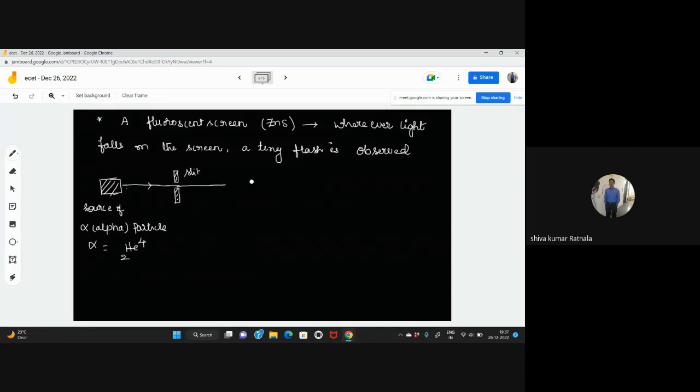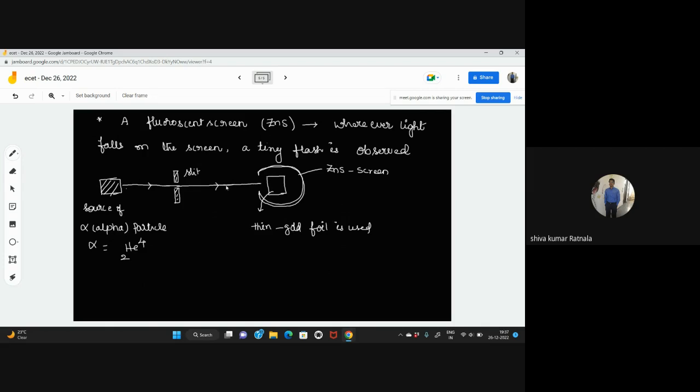And now what is happening here, we are having a thin gold foil used, which is surrounded by a zinc sulfur screen. This is the zinc sulfur screen.